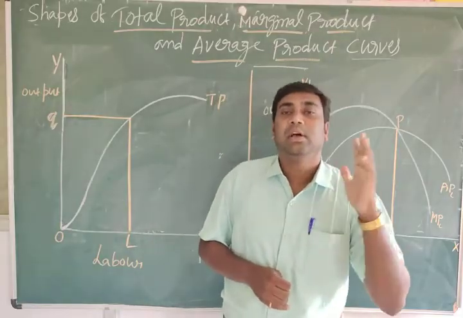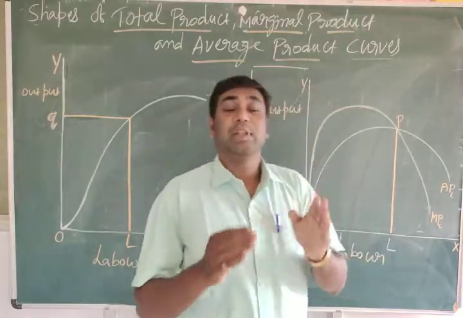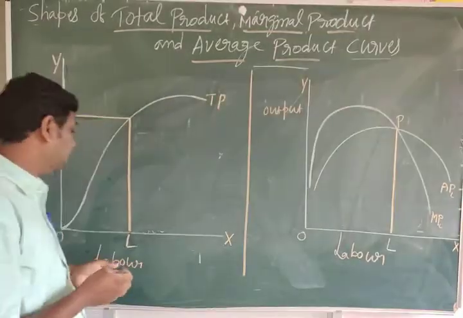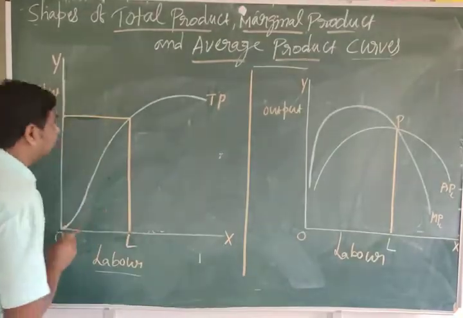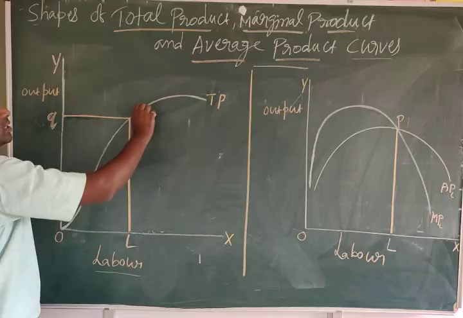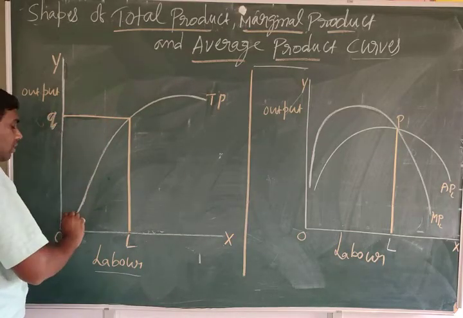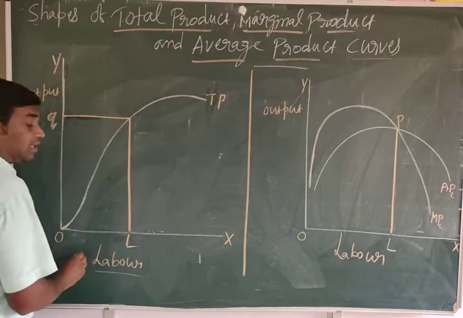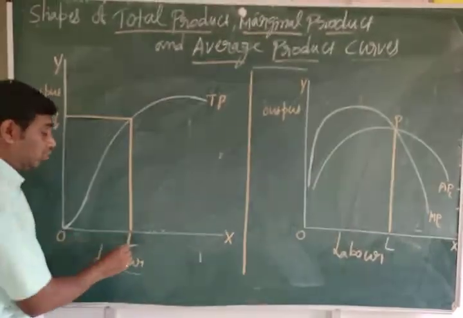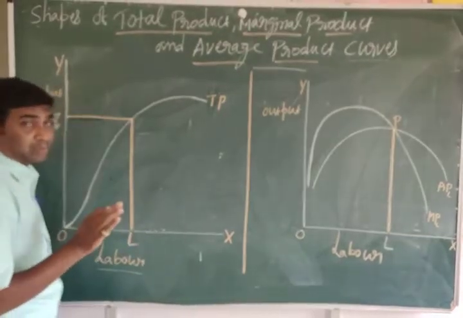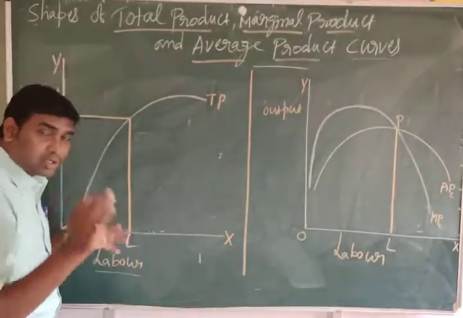As per the law of variable proportion, when the number of units of labor increases, total product also increases. This is the output. The output will increase when the number of labor units increases, because in the short run we can change only labor, not all the factors of production. But in the long run we can change all the factors of production. We are discussing the short run only.